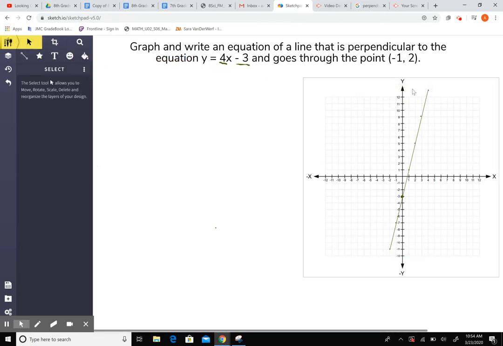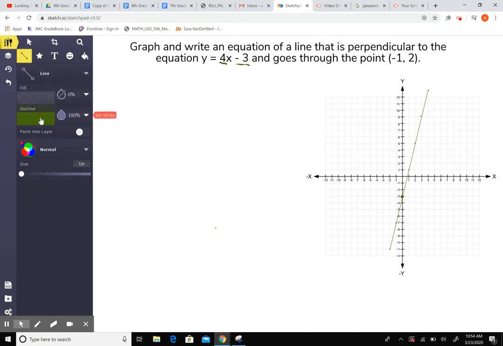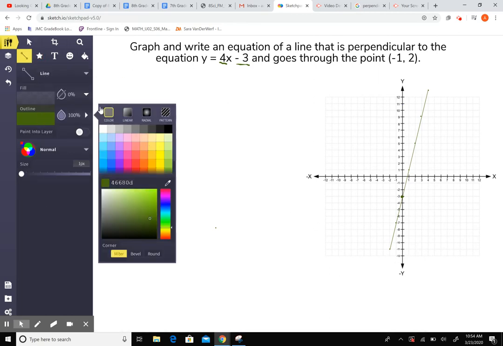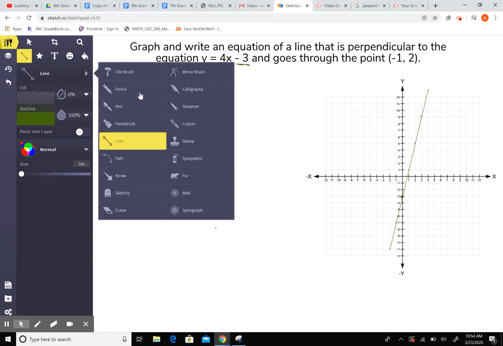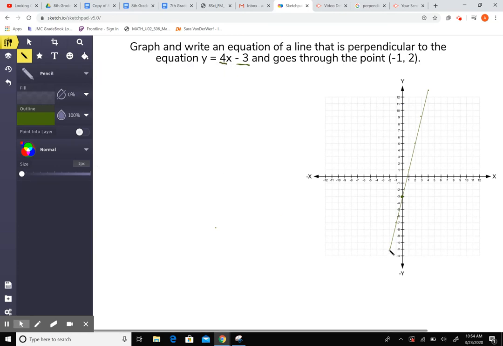So that is the line for this equation right here. Remember, it would technically have arrows on it, since it goes on forever, so I'm just going to draw arrows on it.